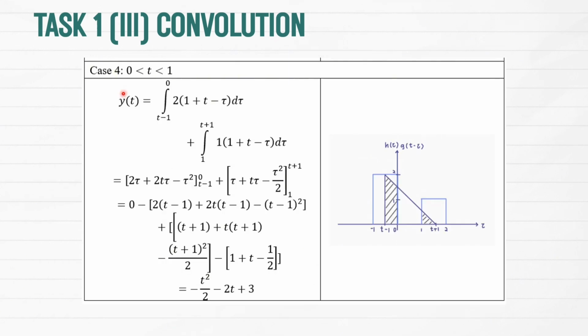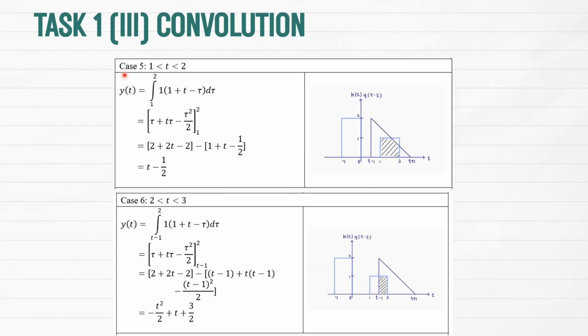The fourth case is illustrated where t is between 0 and 1. The signal g(t - tau) overlaps with two different amplitudes of the signal h(tau). Therefore, for the amplitude of 2, the overlap will occur between tau equals t minus 1 and tau equals 0. For the amplitude of 1, the overlap will occur between tau equals 1 and tau equals t plus 1. Separate integration is needed to solve this. The output signal is shown in the slide as well.